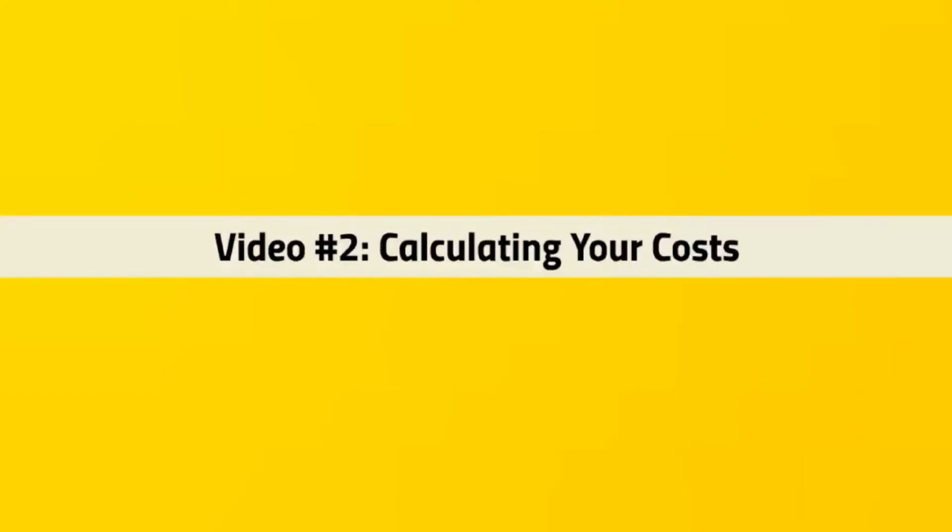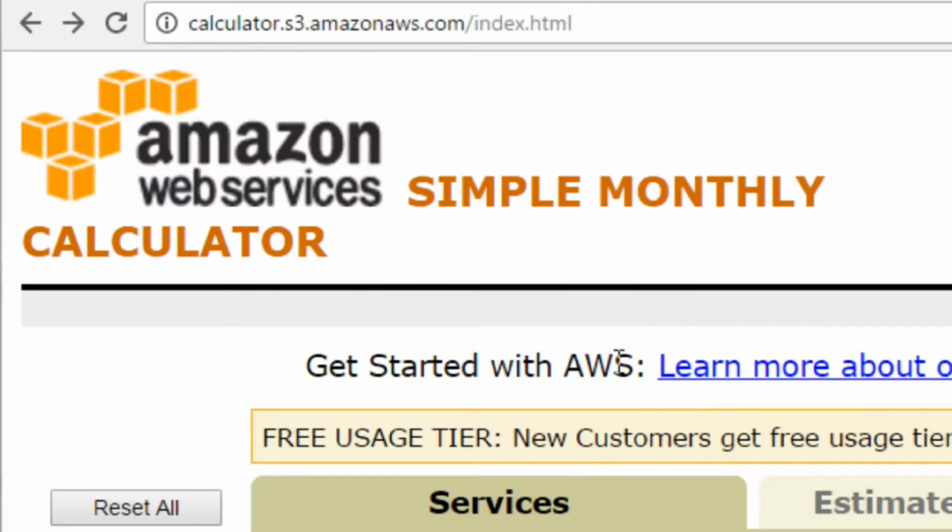Hello and welcome back to video number 2, which is calculating your costs for your monthly budget and potentially your yearly budget. Okay, so now what you want to do is head on over to calculator.s3.amazon.aws.com/index.html. Once you enter that, you will be sent to this page and we can begin to budget your monthly and yearly costs.